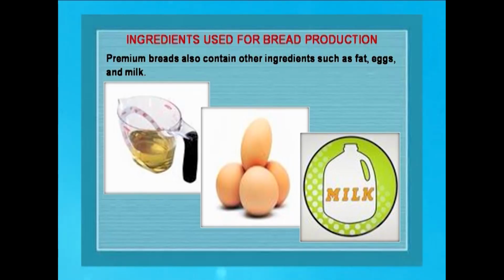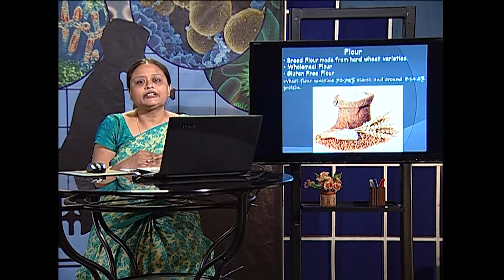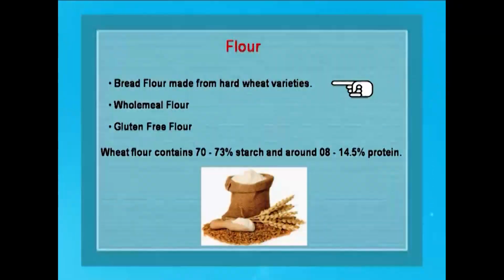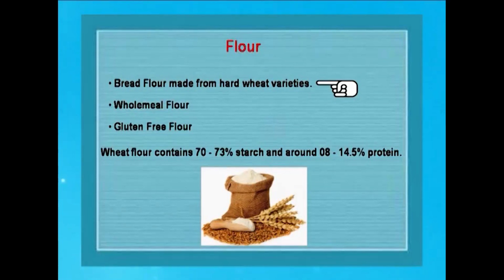Now, discussing the first ingredient, that is flour. What kind of flour should be used for bread production? Usually, the hard wheat varieties are chosen, although wholemeal flour as well as gluten-free flour are widely available nowadays for the production of bread. Basically, the hard wheat varieties give the best variety of bread.